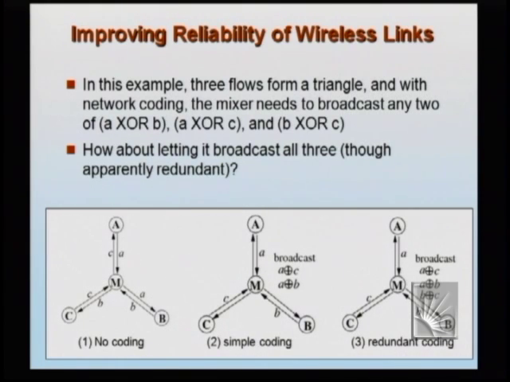So think about this scenario. How about we let this mixer, this central node, broadcast all 3 packets. Now we still broadcast 3 packets, but instead of the original packets, we broadcast 3 coded packets. Do you think we can benefit from that?